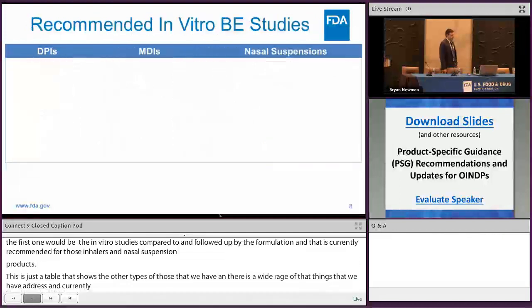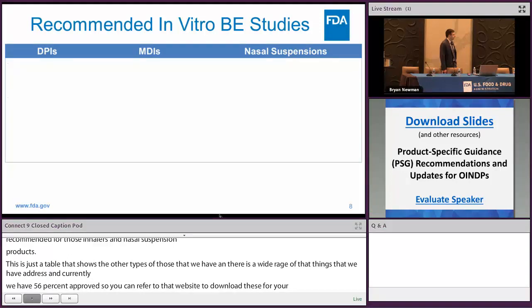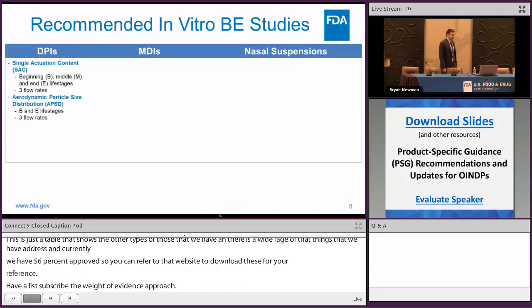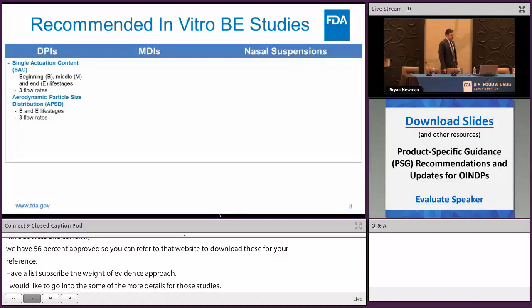Now, having described the weight of evidence approach, I'd like to go into some of the more details for the in vitro and in vivo studies. For in vitro bioequivalence studies, for DPIs, we recommend the single actuation content as well as the aerodynamic particle size distribution. I include other details here, but for the sake of time, I won't go into more detail.